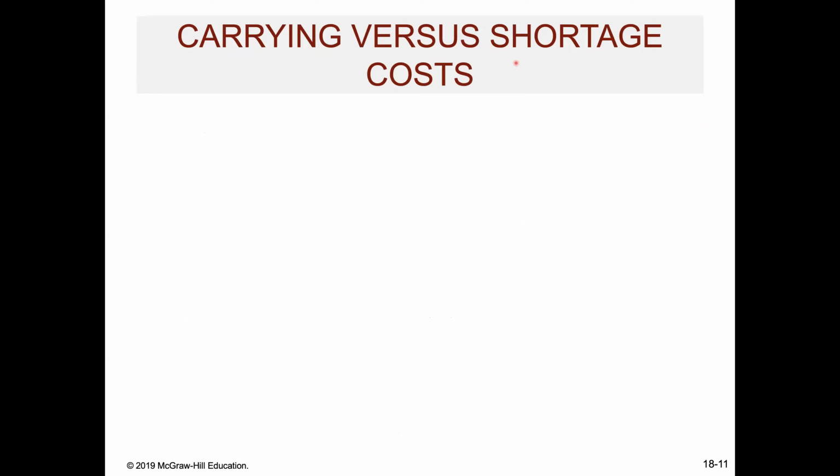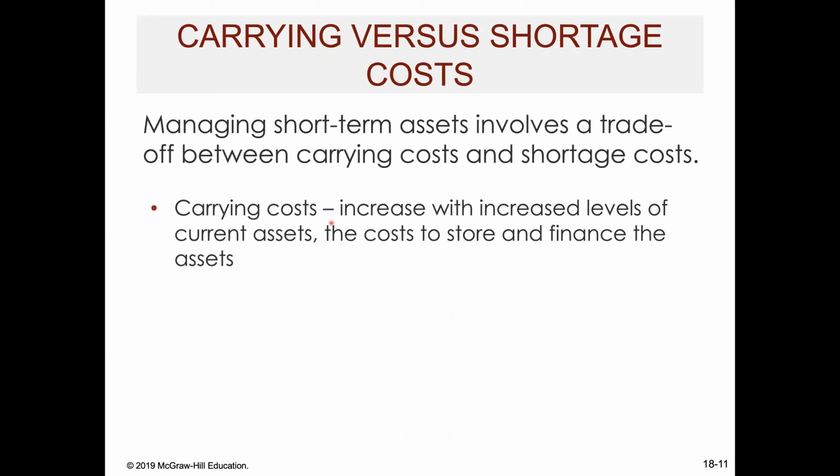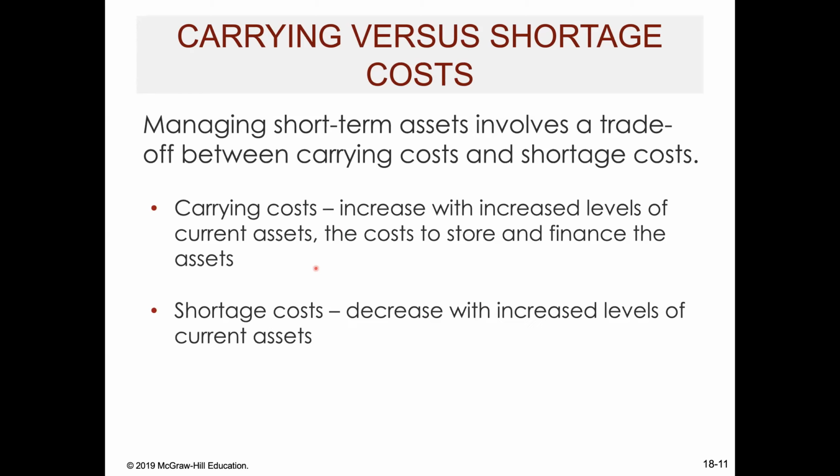Carrying versus shortage costs. Okay, so managing a short-term asset involves a trade-off between carrying costs and shortage costs. Carrying costs increase with increased levels of current assets, the cost to store and finance the assets. For instance, if it was inventory, we have to store it in a warehouse. We may have to have insurance on that warehouse. We may have to pay a warehouse manager to keep track of all the inventory we have in there. So there's a carrying cost of the short-term asset.